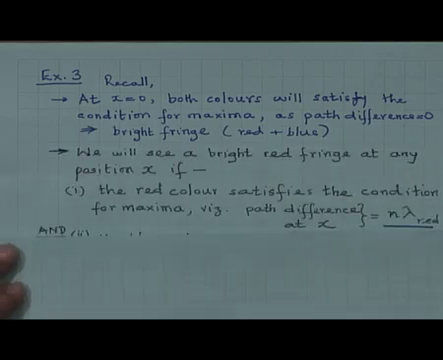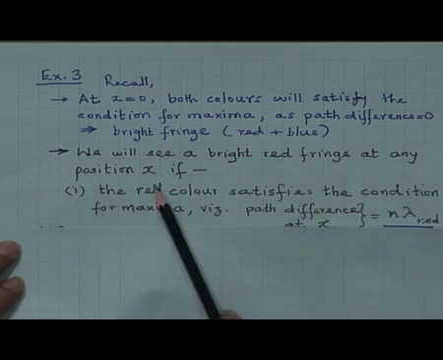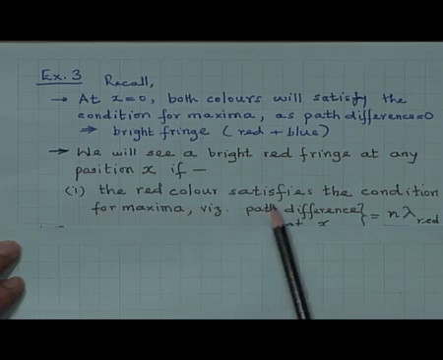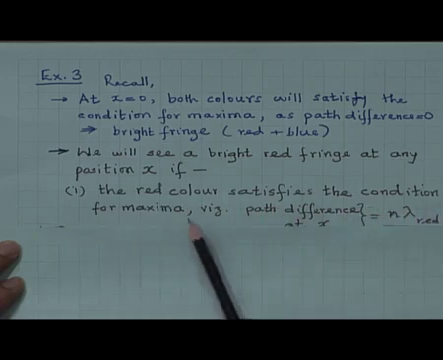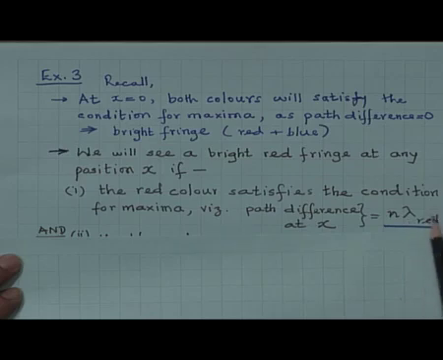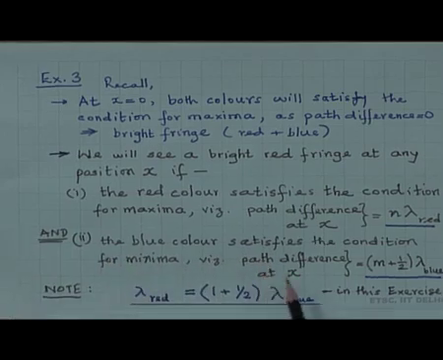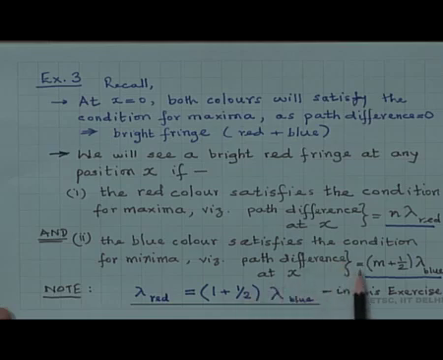The second thing is, we will see a bright red fringe at any point x if the red color satisfies the condition for maxima, namely the path difference at x must be equal to an integral multiple n times lambda red, the wavelength of the red light, and the blue color should satisfy the condition for minima, namely the path difference at x must be equal to (m plus half) times lambda blue. So, both the conditions have to be satisfied simultaneously.